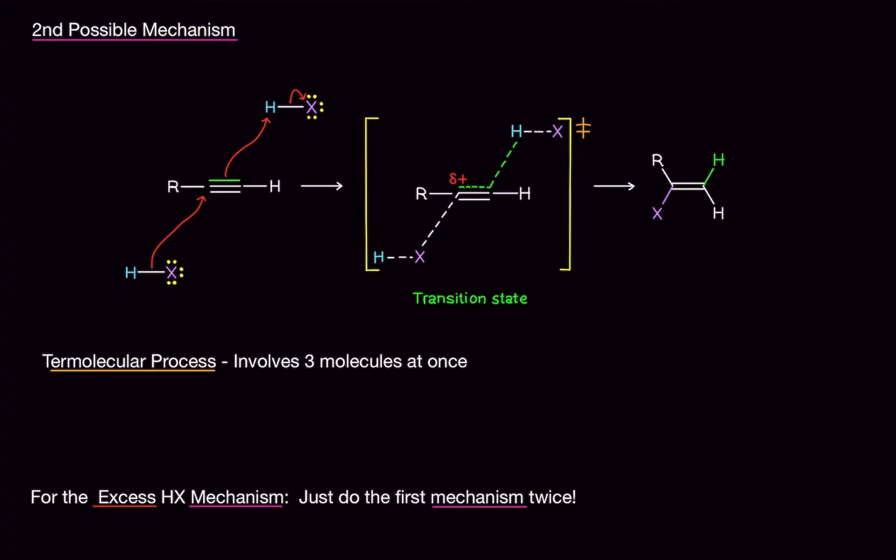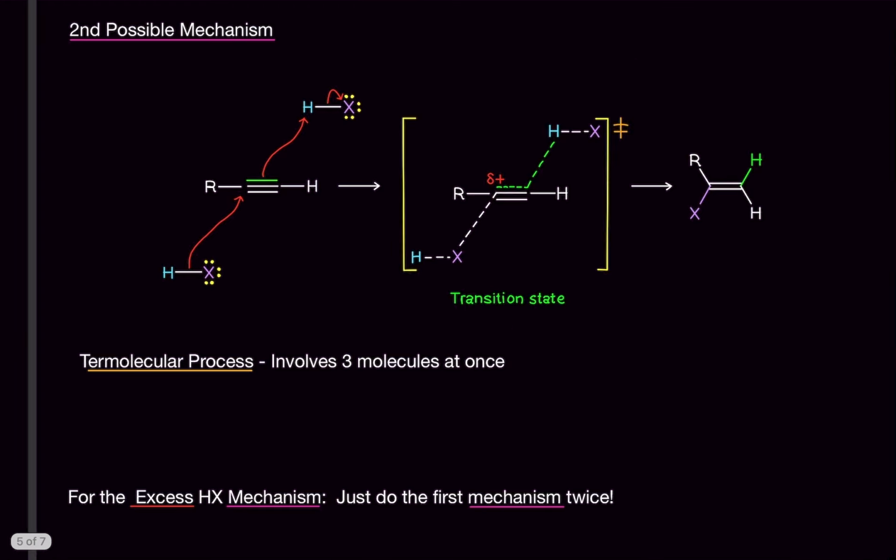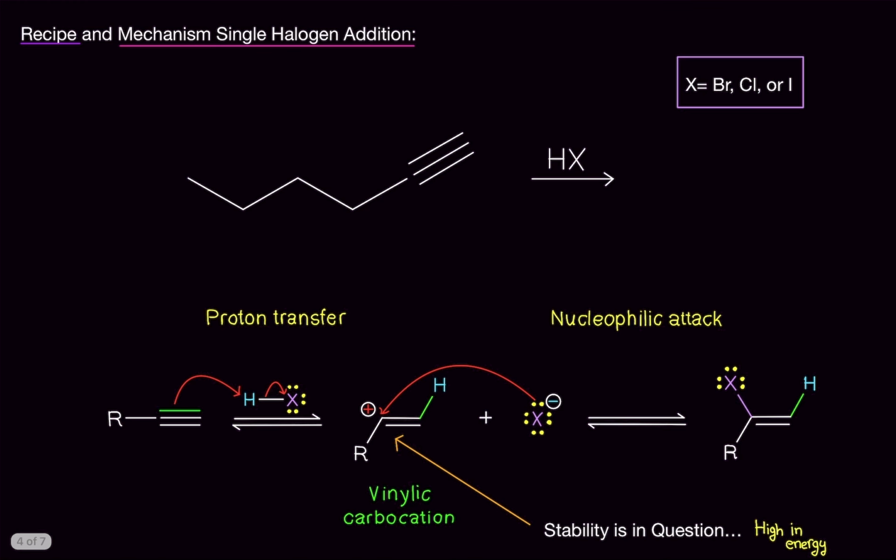Now, for the excess HX mechanism, you just do the first mechanism twice. Why? Well, so this is just one equivalent. We end with an alkene.